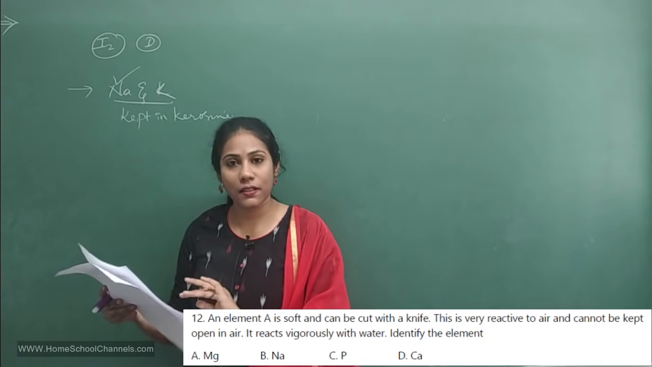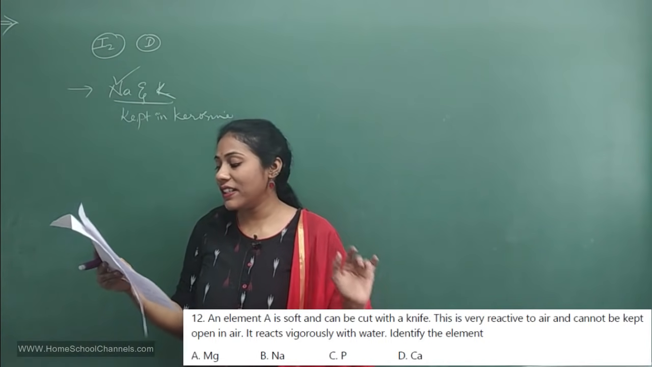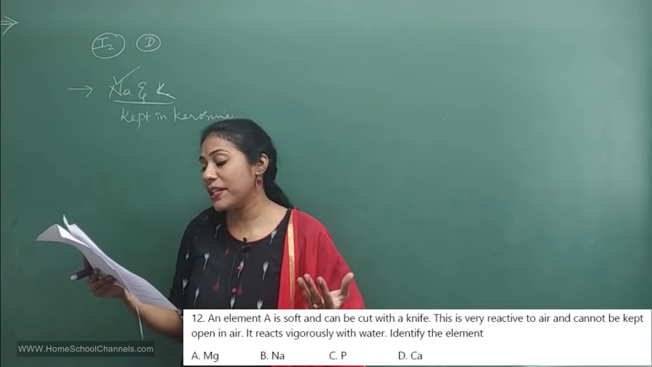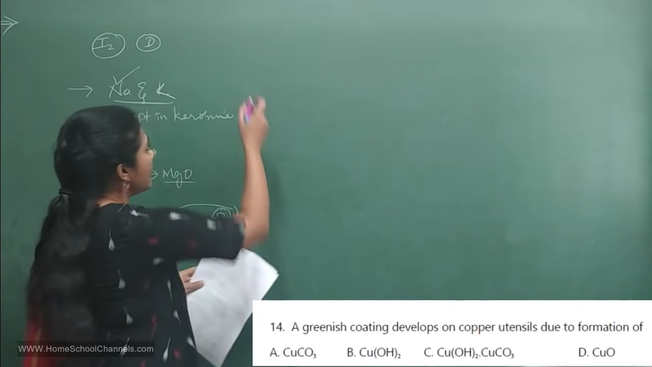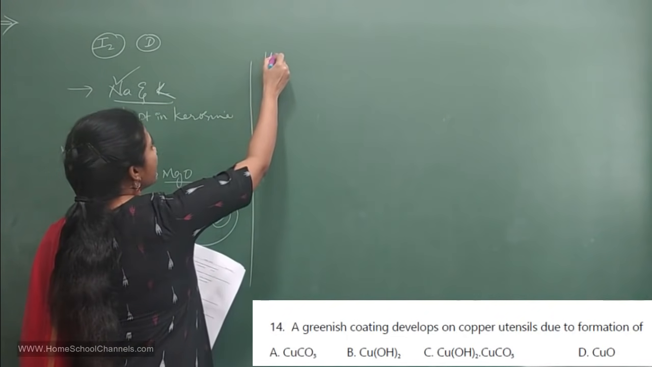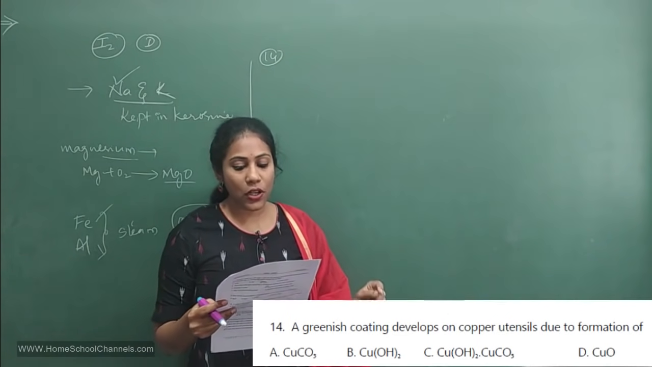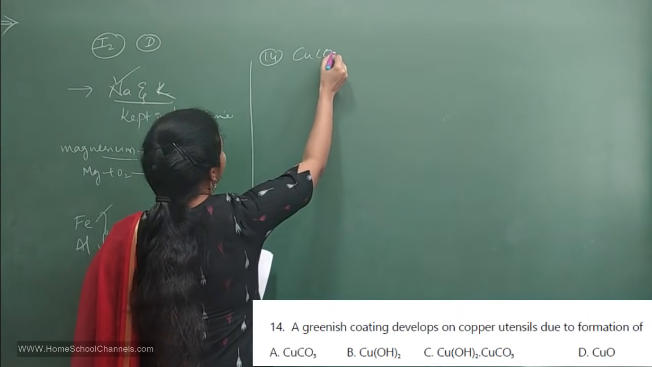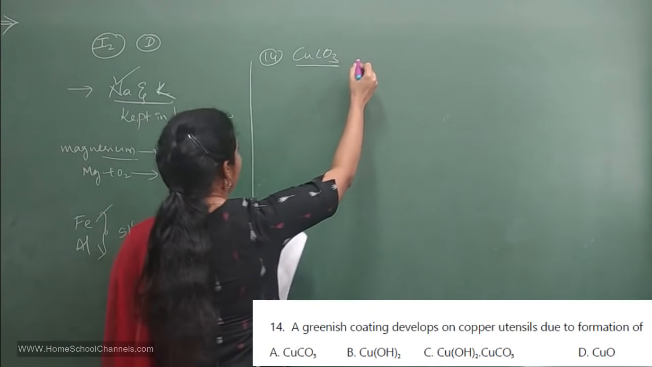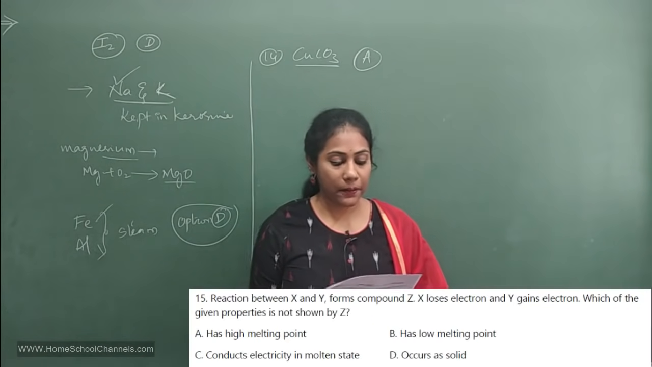Option C has phosphorus. P means phosphorus. It's not potassium, right? Our D is calcium. So option B is correct. That is sodium. Yes, the 14th question is a repeated question. I already discussed it. The greenish coating that develops on copper utensils is due to copper carbonate that is formed. That is option A here, right? Anyway, we discussed it.